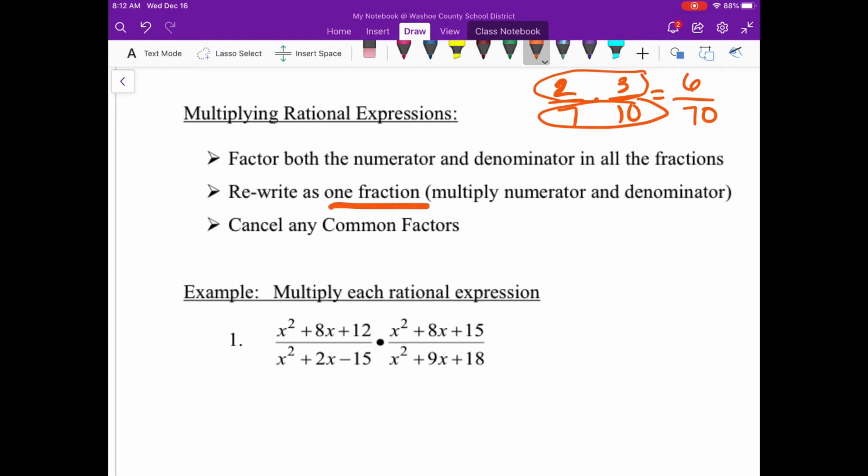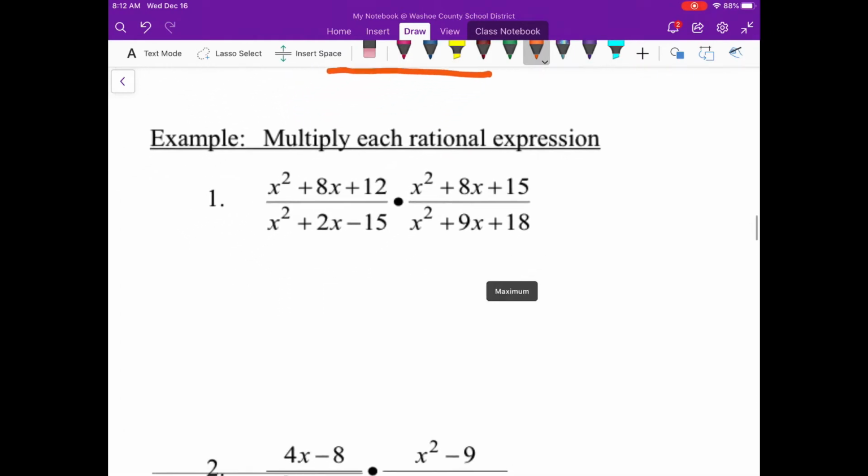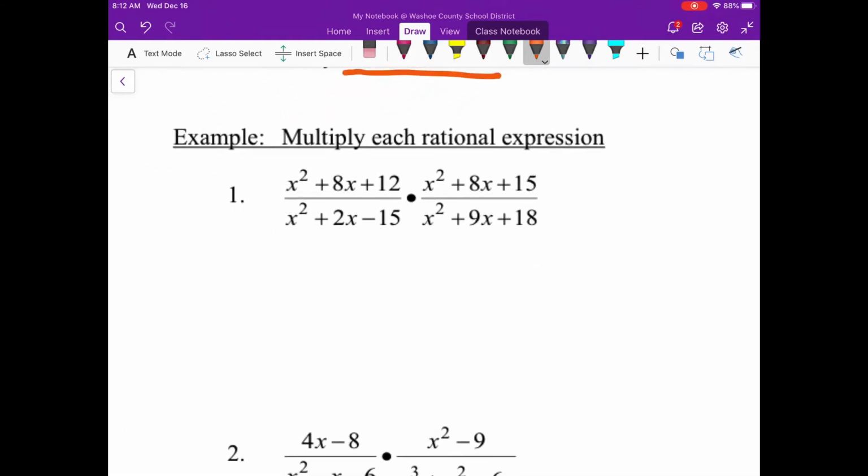So that's why we're able to write it as one fraction, because we're technically multiplying the numerator factors together and the denominator factors together. And then once it's one big fraction, we're going to cancel any common factors out, just like we did previously, and simplify the expression. So let's start off by factoring, again, both numerators, both denominators here.